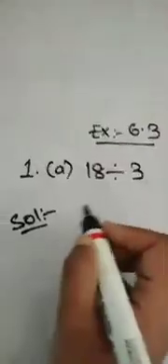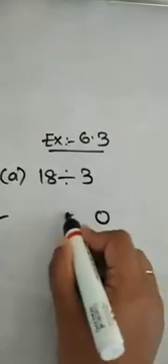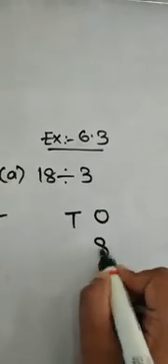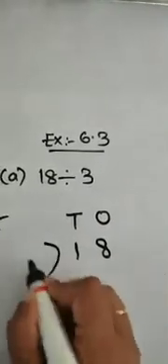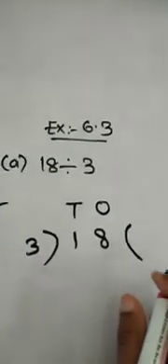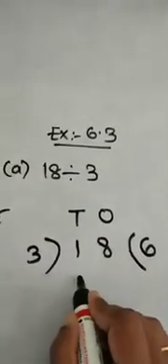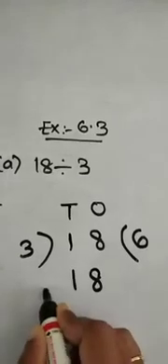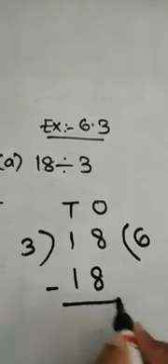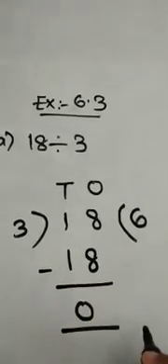So this is our first question. 18 divided by 3. So let us solve this. First bit, first question. So ones, tens. 8, 1 divided by 3. So we have to check. 18 will come in 3. Yes. 3 6 are 18. Okay. So 18 minus 18. 0.